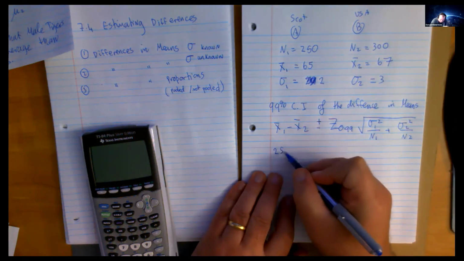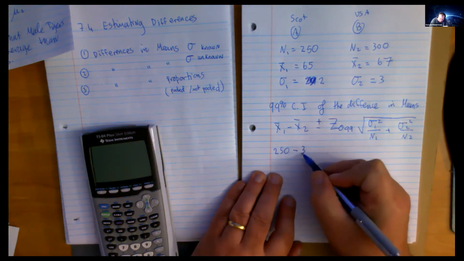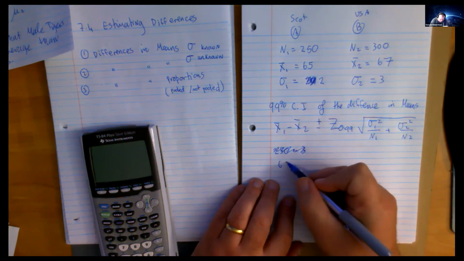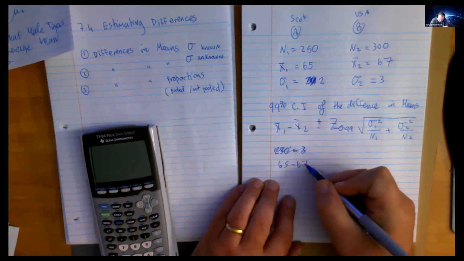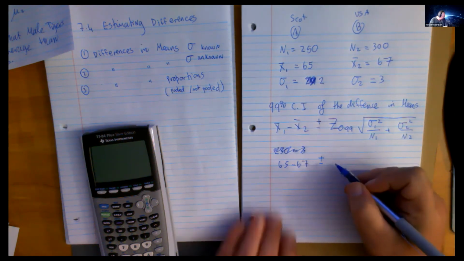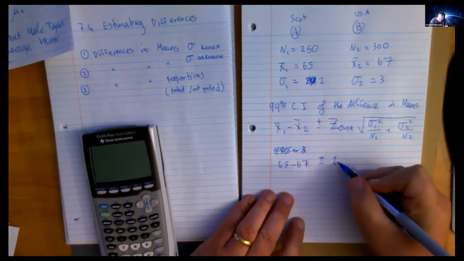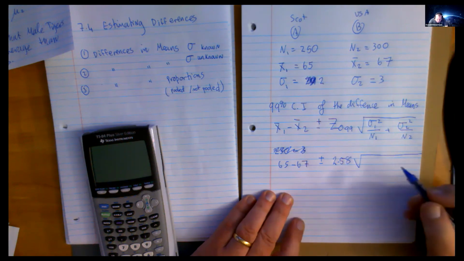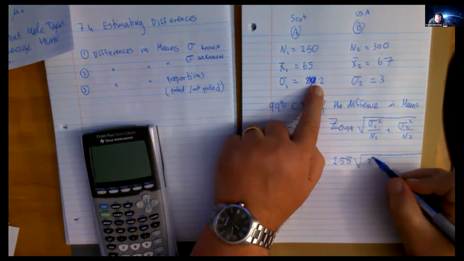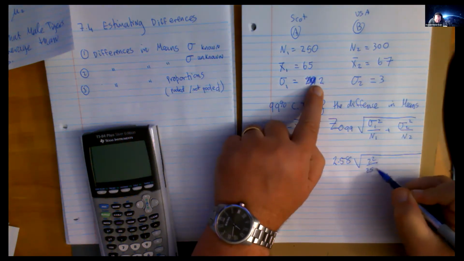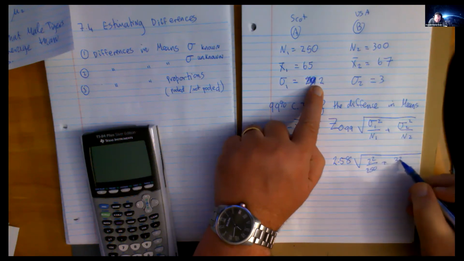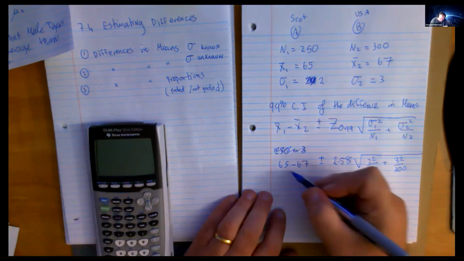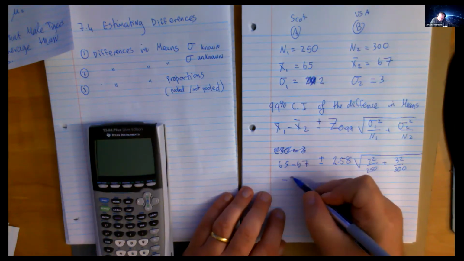250, take away 65, take away 67, plus or minus 2.58, square root of 2 squared over 250 plus 3 squared over 300. Now, when you subtract these two, do you see you get a negative number? It's -2.